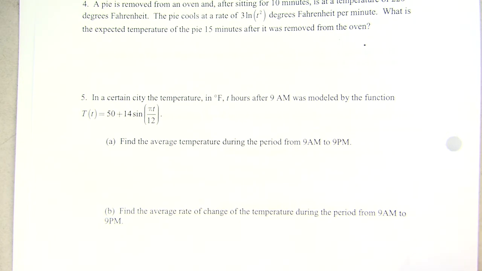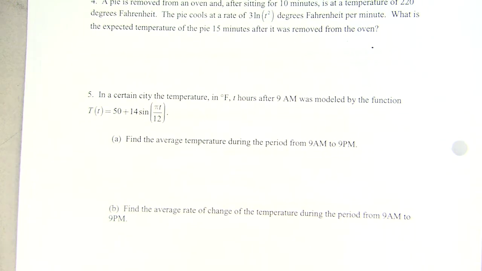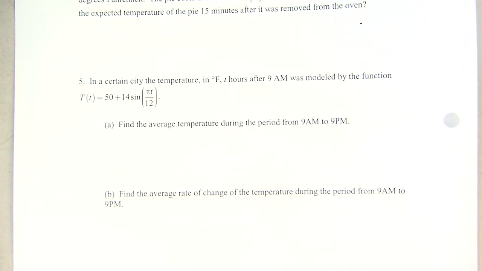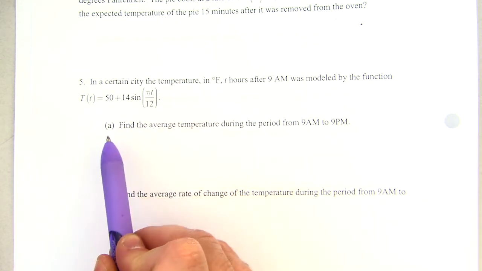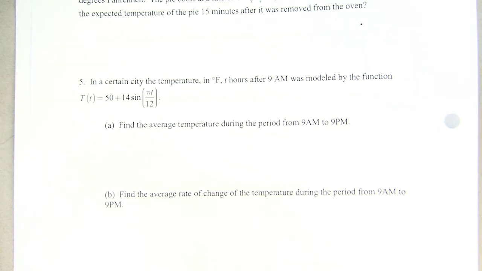So hopefully you're stored in the calculator. Now, Part A is asking us to find the average temperature. Part B is asking us to find the average rate of change of the temperature. These are different things. In Part A, we were given the temperature, and I want to find the average temperature. I want to find the average of the thing we were given, as opposed to B, where I want to find the average rate of change of the thing we are given.